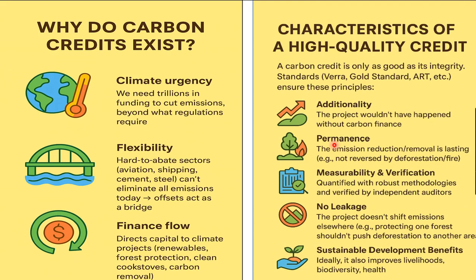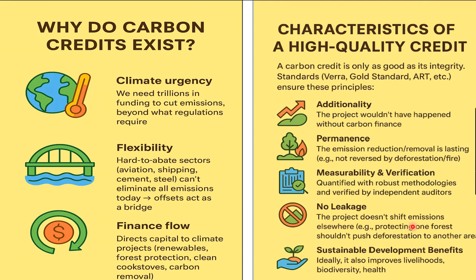But the second quality is permanence, which means the emission reduction or the removal which the project has achieved should be lasting. It should not be reversed. And the verifier should be certified. Then measurability and verification: the greenhouse gas emissions reduction should be quantified with robust methodologies and should be verified by independent auditors. Then there should be no leakage.